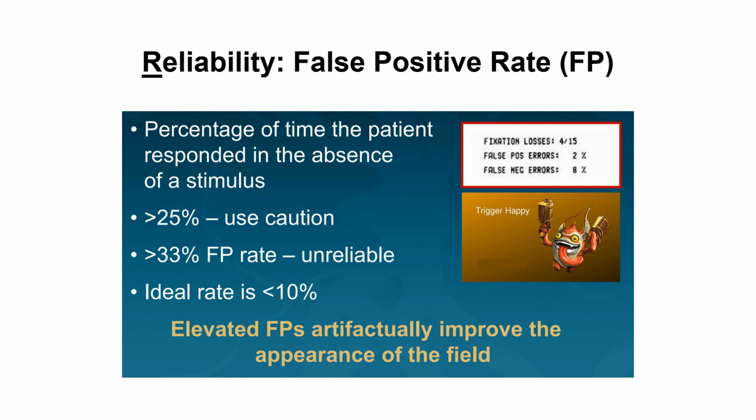If you see a false positive rate of more than 33%, this is an unreliable test, and you should be cautious when you see a false positive rate of more than 25%. Why? Because elevated false positives can artifactually improve the appearance of the field, and there are some patients they call trigger happy because they keep clicking, keep responding in the absence of any stimulus. So this is very important.